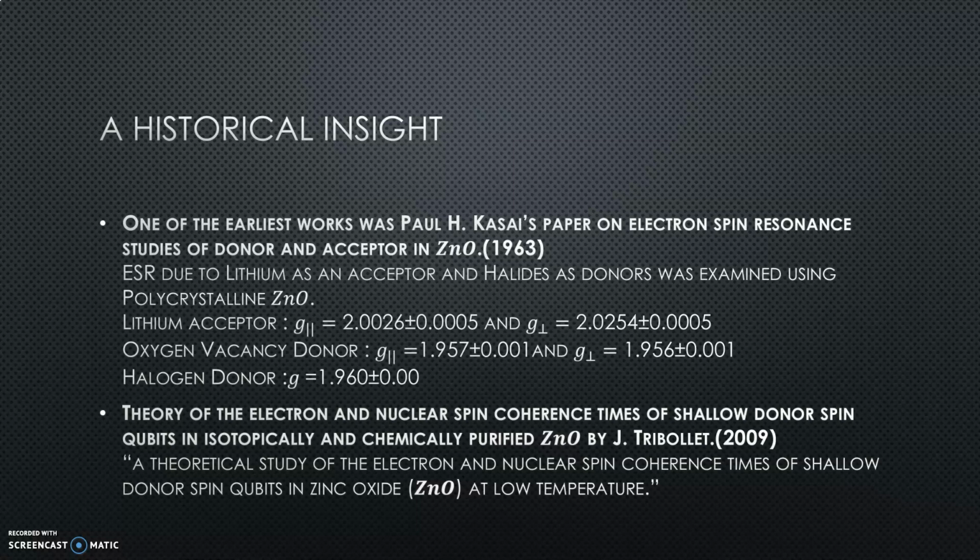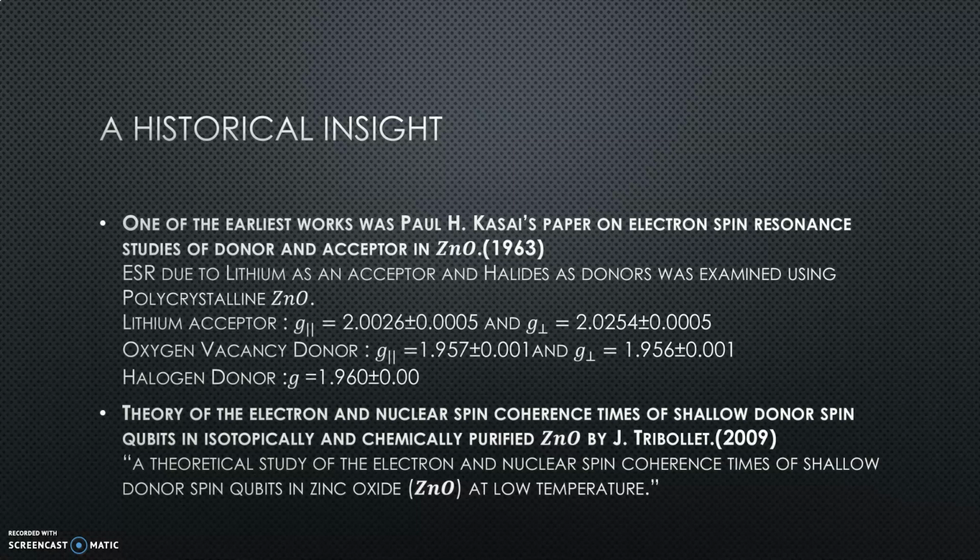With that, let's get a historical insight regarding zinc oxide and donors and acceptors in zinc oxide. One of the first papers to be published in this field was by Paul H. Kasai, on electron spin resonance studies of donor and acceptor in zinc oxide, dated 1963. The ESR study was done based on lithium as acceptors and halides as donors and was done on polycrystalline ZnO. The paper was able to establish G factors for lithium acceptors, oxygen vacancy donors, and halogen donors.